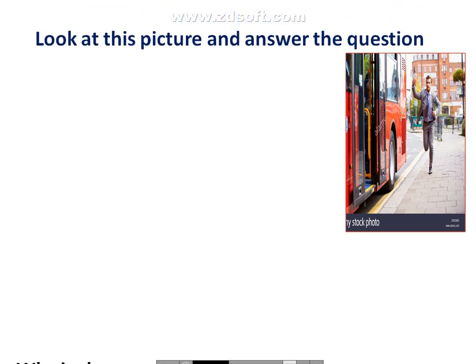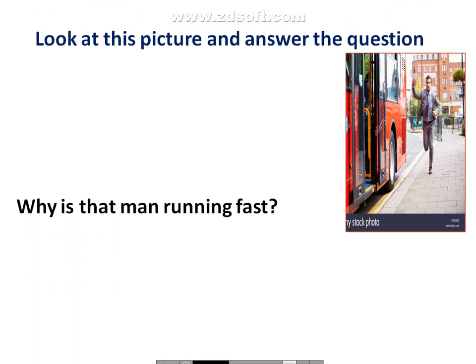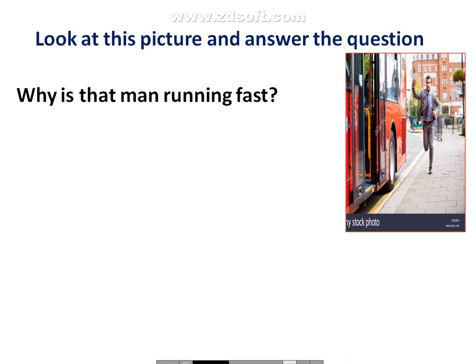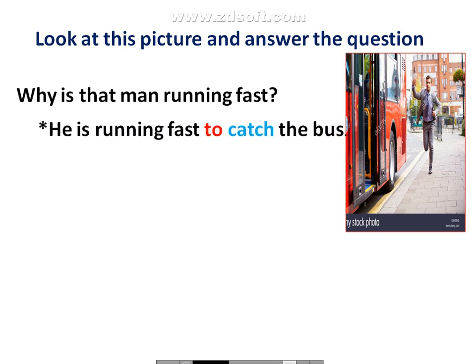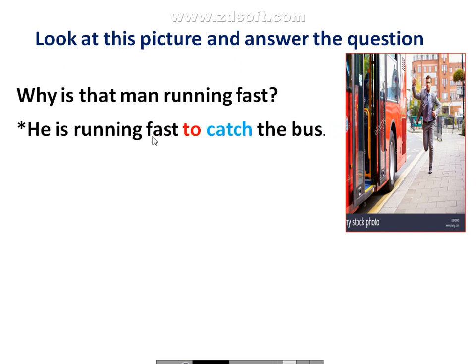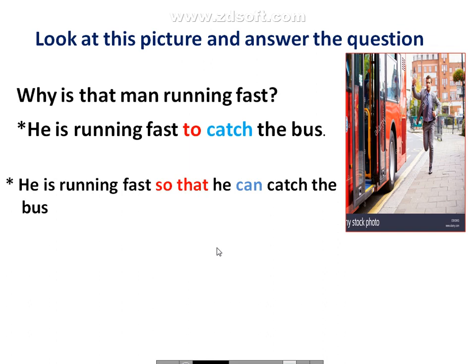Look at this picture and answer the question. Why is the man running fast? Yes. He is running fast to catch the bus. Or we can answer this question another way. He is running fast so that he can catch the bus. In these two answers we use to here to express purpose, and we use so that to express the result. Let's continue our lesson today. Let's start with clauses of purpose.